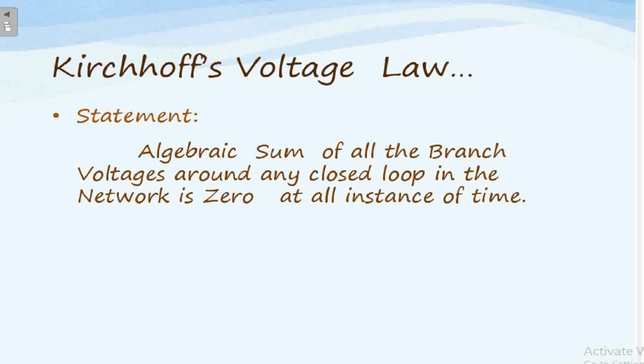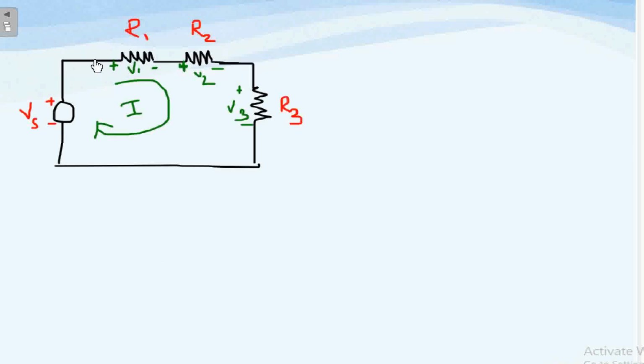Let us see one example. So this is called a loop. Here we have resistors R1, R2 and R3, and this is your source voltage, and V1, V2, V3 are the branch voltages. This R1 is one branch, R2 is one more branch, and this is another branch. So the sum of all the voltages within the loop must be equal to 0.